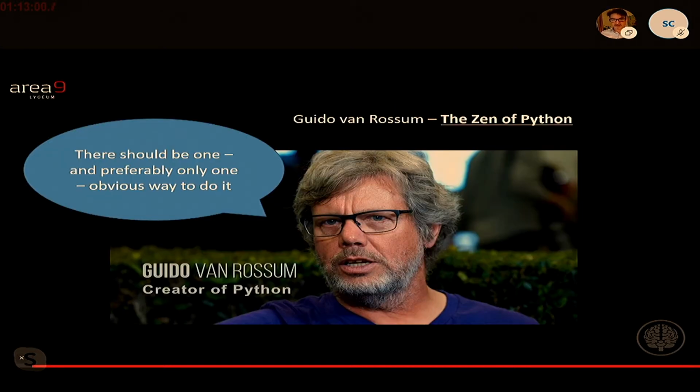The third thing I want to talk about is the Zen of Python. Guido van Rossum, the creator of Python, designed Python so that it would be a great language for beginners. And one of the principles he has is that there should be one, and preferably only one way, and it should be an obvious way to do something.